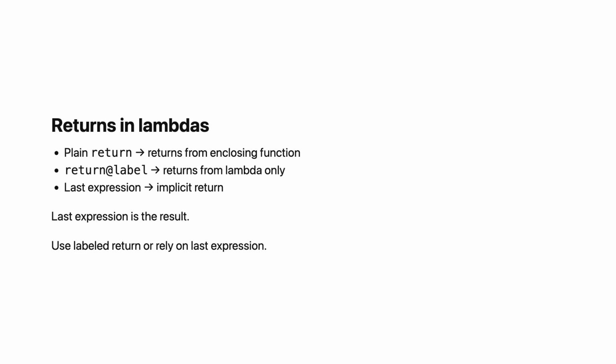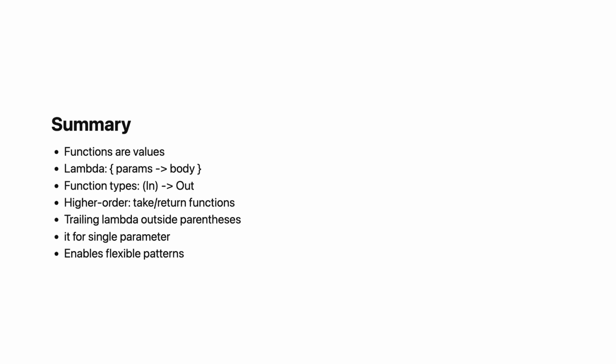Return in a lambda behaves differently than in a function. A plain return in a lambda returns from the enclosing function, not just the lambda. To return from just the lambda, use a labeled return: return@forEach or return@filter. Alternatively, the last expression in a lambda is its return value. No return keyword needed. { x -> x * 2 }. The result of x * 2 is returned. { x -> if (x > 0) x else 0 }. The last expression is the result.